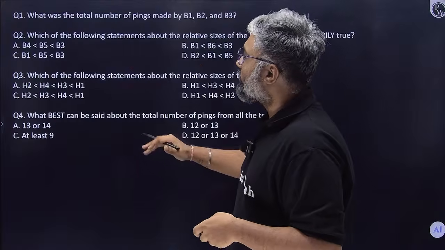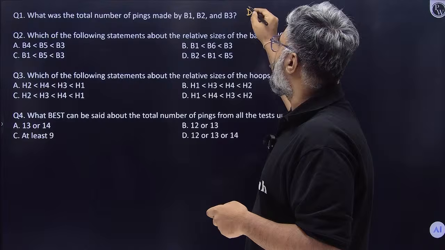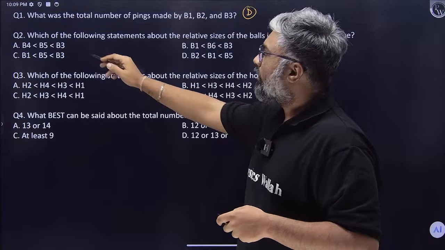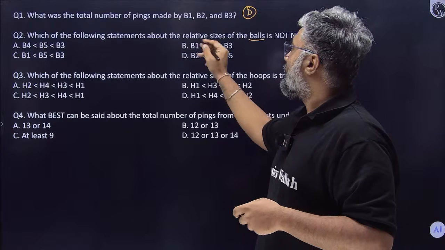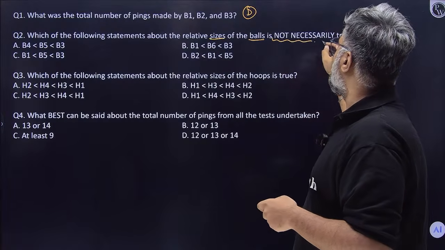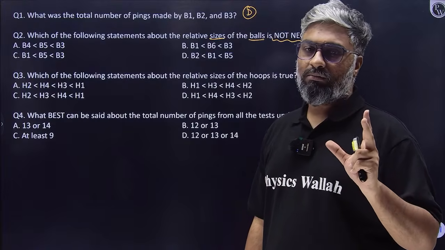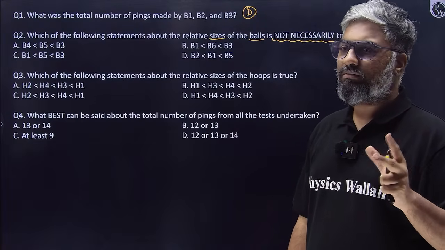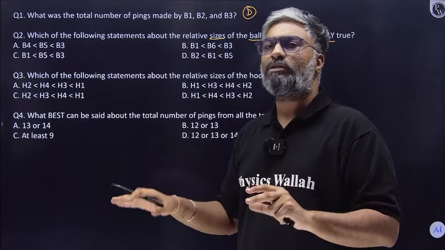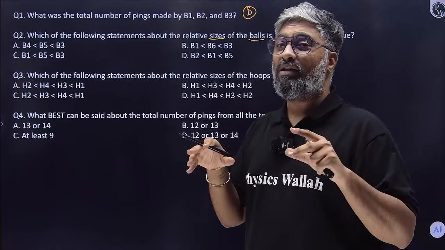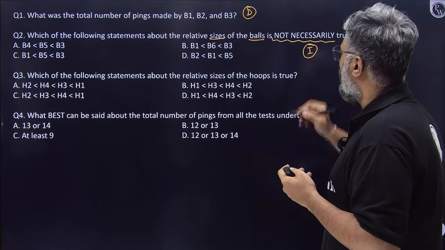So we have 4 questions. They're asking what was the total number of pings made by B1, B2 and B3? This is a definite question. What about the second one? Which of the following statements about the relative sizes of the balls is not necessarily true? Now this gives us a little bit of a shady vibe. Why not necessarily true? They could have just asked which of the following is true. But when they are very specific about it, it makes us think maybe something is happening. Indefinite.